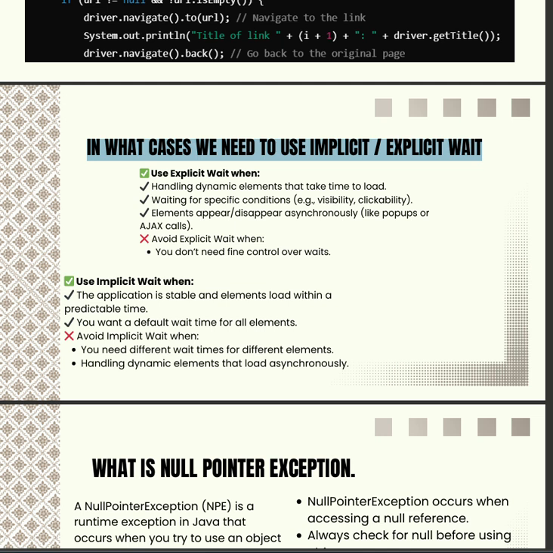Moving to the explicit wait. So what is explicit wait? Explicit wait means waiting for a specific condition before throwing the exception. We use the explicit wait when elements take a different time to appear or require specific conditions like visibility, clickability or presence. Examples are waiting for a button to become clickable before clicking, waiting for a text field to be visible before entering data, and waiting for an alert to appear before handling it.